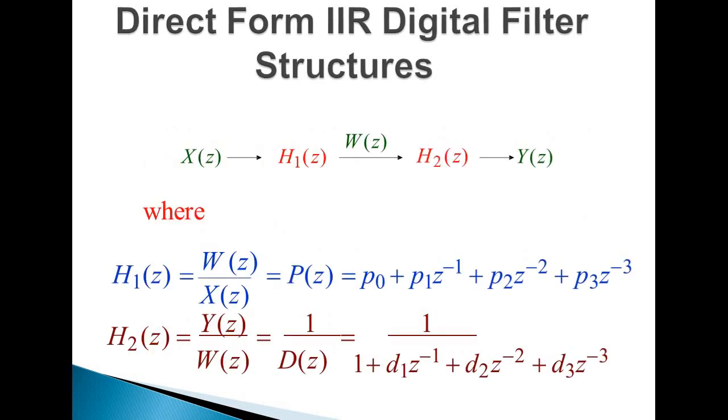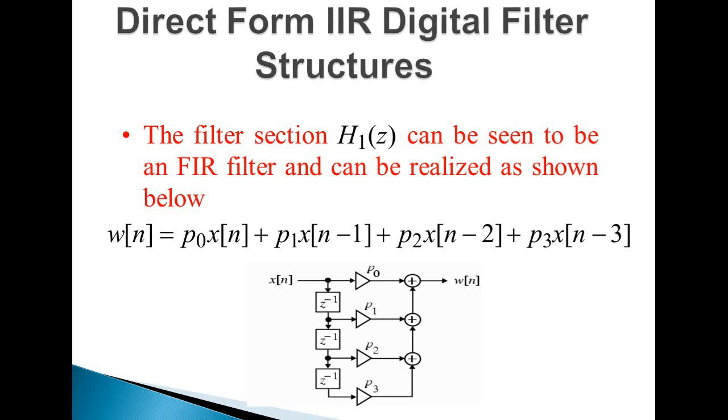See this: X(z) is given to H1(z), the output of H1(z) is W(z), then it is given to H2(z) and the final output is Y(z), where H1(z) is W(z) by X(z) which is equal to P(z) and H2(z) is equal to Y(z) by W(z) is equal to 1 upon D(z). And so total H(z) is H1(z) into H2(z) which is Y(z) by X(z). So the filter section H1(z) can be seen to be an FIR filter and can be realized as shown below.